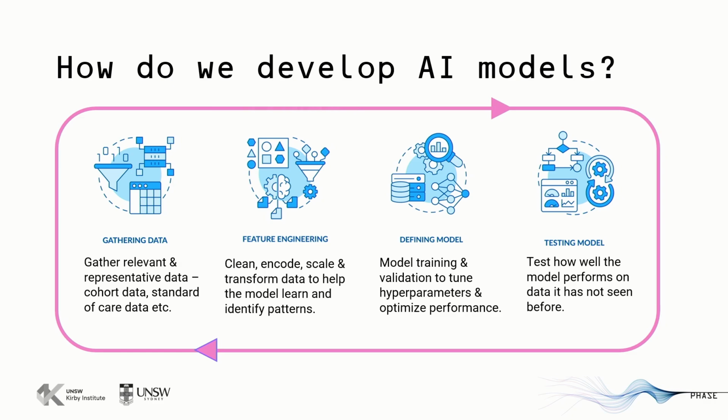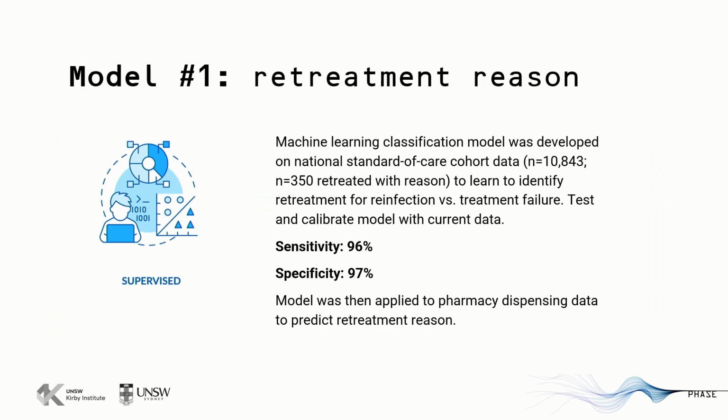So generally, you'll go around this cycle because as things change over time, you need to keep bringing in more data for that testing and calibration to make sure that the model is working well and the findings are robust and reliable. So, model number 1. Retreatment reason.